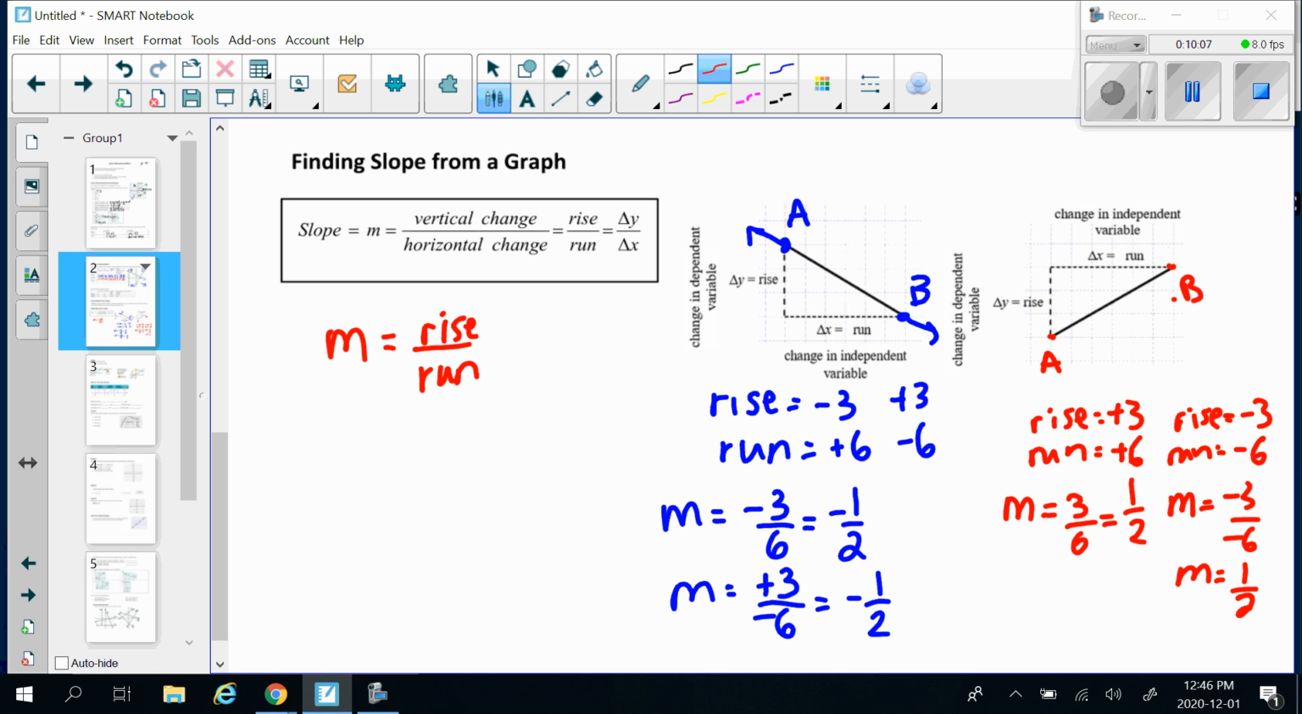Note to everybody, I never want to see you enter into one of my D2L quizzes a negative over a negative. You know you didn't reduce that properly. It has to be reduced to positive right there. So this has a slope of positive 1/2, that red piece, and then the blue one has a slope of negative 1/2 when we calculate it rise over run.